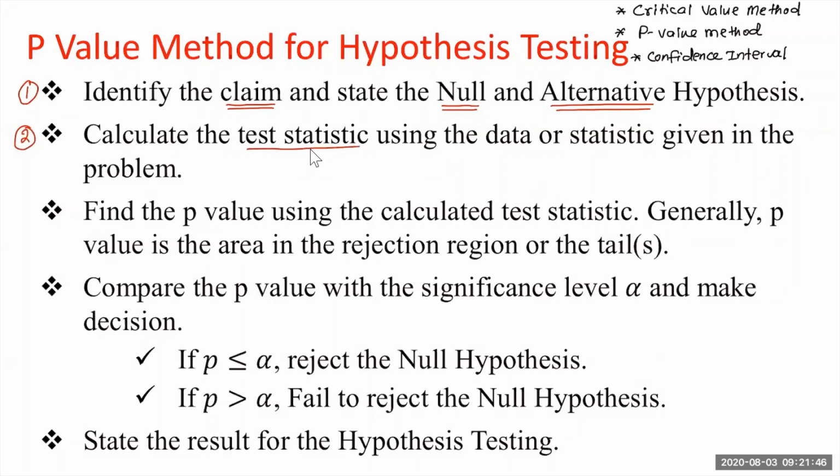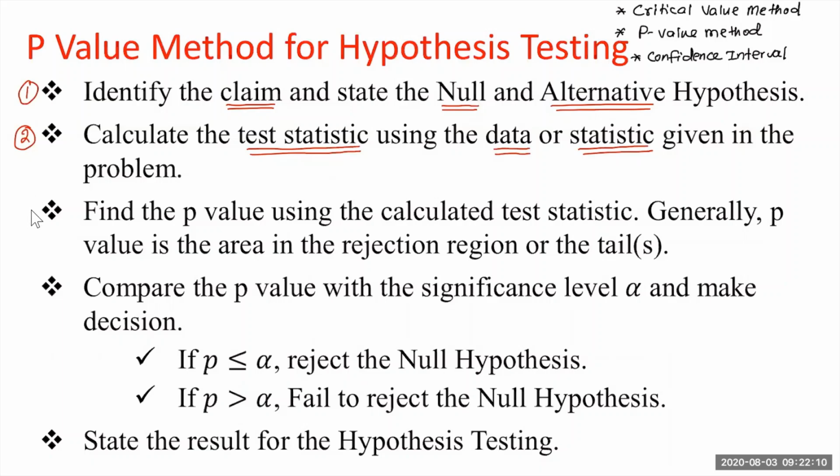Calculate the test statistic. When I say statistic, it is the information related to the sample, either using the data, if they have given the data, by using the data, or by using the statistic provided. We have to find the test statistic. That is the second step. Because you have the information about the sample, we can easily find this.